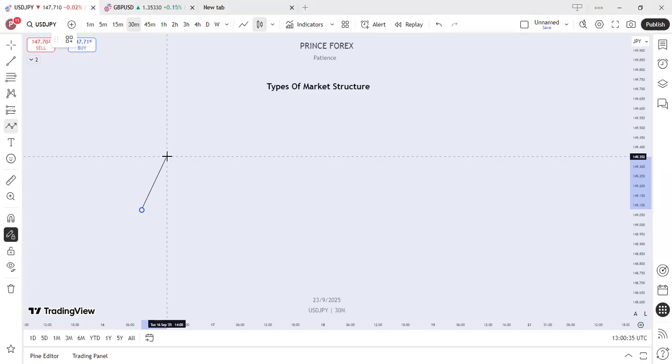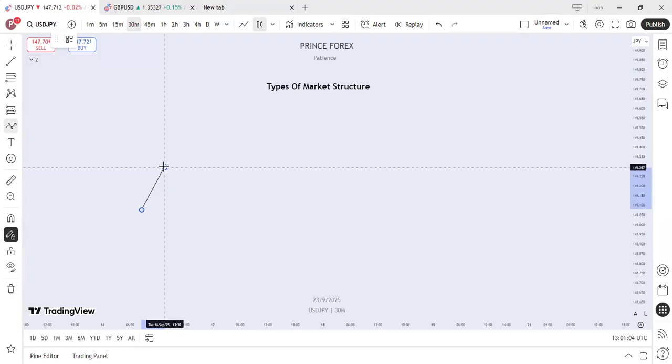The uptrend is also known as the bullish market structure. And then the downtrend is also known as the bearish market structure. And also the consolidation market structure is also known as the accumulation market structure. So what do we mean by a bullish or an uptrend? For bullish markets, it is characterized by higher highs and then higher lows.